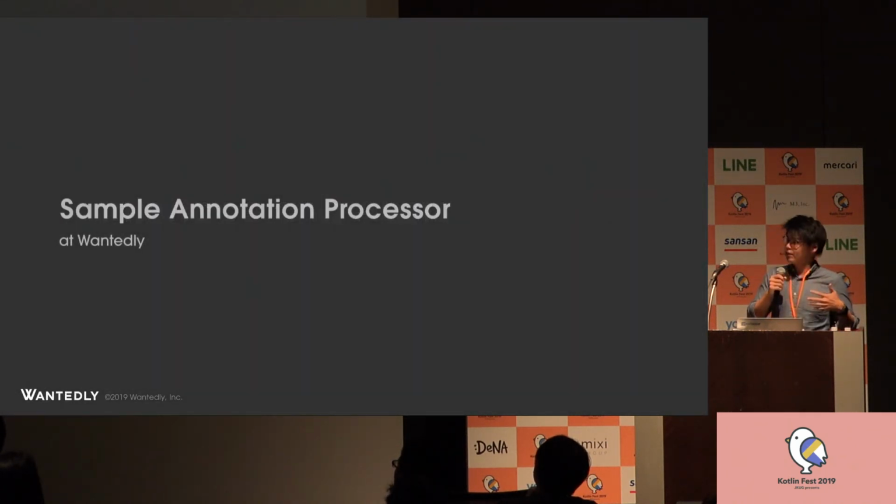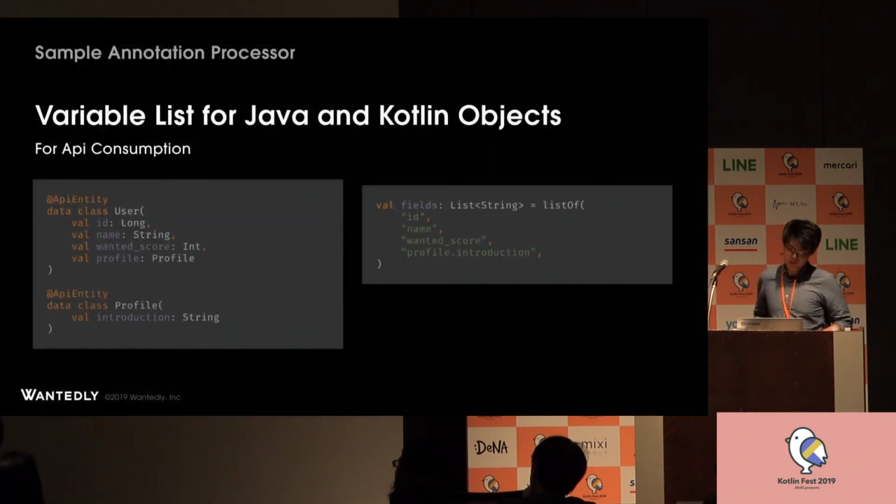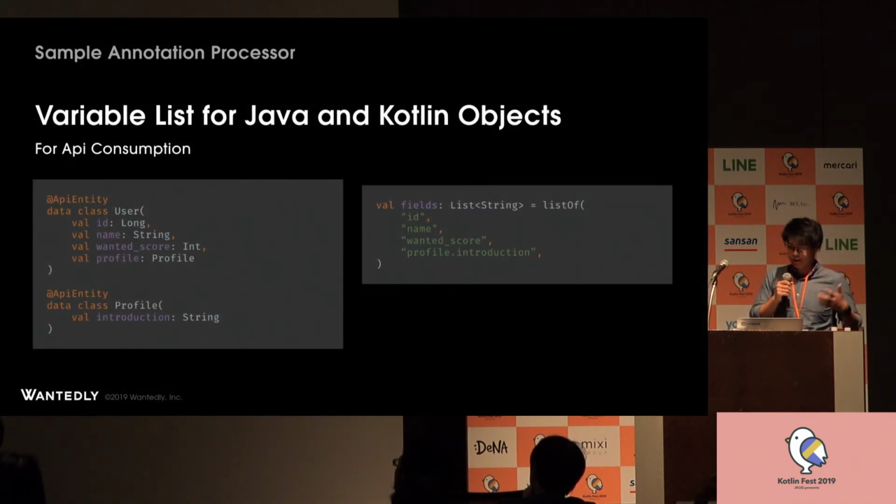To get a better idea of what kind of annotation processor you can build, I will touch on the custom annotation processors that we've built at Wantedly. We built an annotation processor that reads the variables of an annotated class and then creates a list of variable names. If the variable is a primitive type, we are going to use the name as is. But if the variable's type is also annotated, we will then add the names as a nested element.